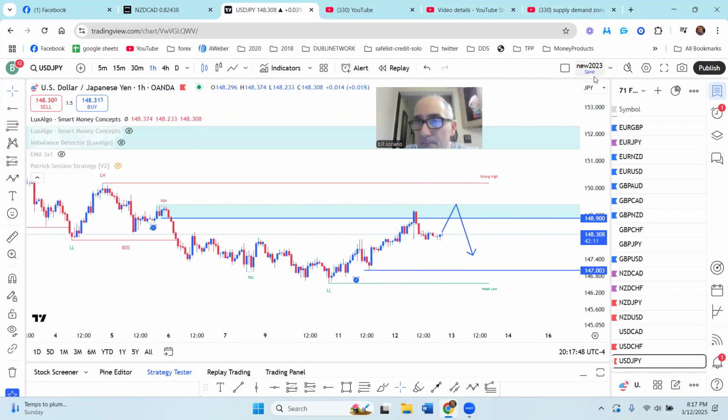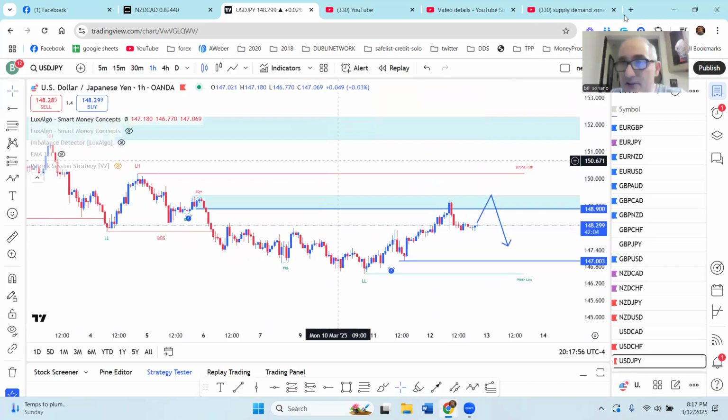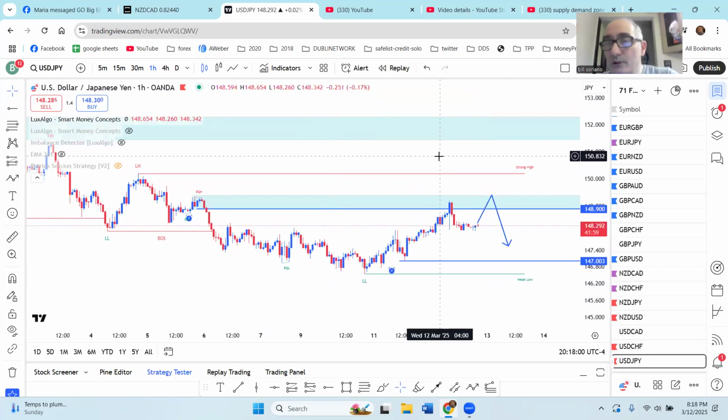So just hit the save button. And so that's USDJPY. So that's it, guys. That's all the pairs. I just went through all the pairs for you, showed you how I have them marked up, showed you which pairs would have been in trades using this strategy.